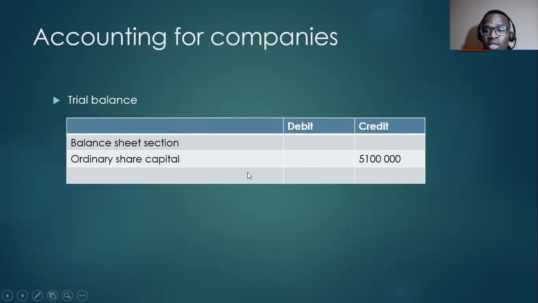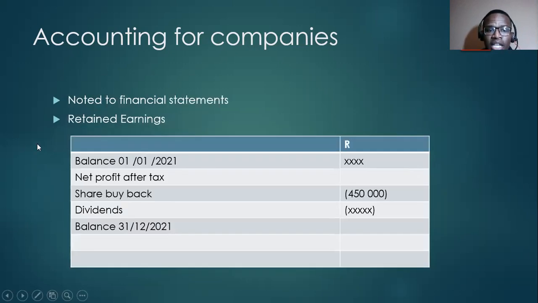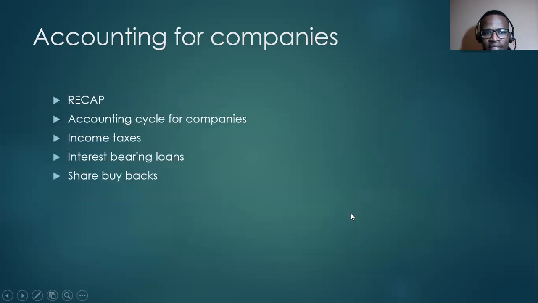It was 6 million, but 900,000 value of shares were bought back. Then it means it's 5.1 that is being left, right? Then your retained earnings. Remember, retained earnings, your balance from last year, for now we just ignore. Net profit after tax, we just ignore. Then you have this share buyback of 450. That's where you can see. Then you have dividends. Also, for the purpose of this example, just ignore. Right?